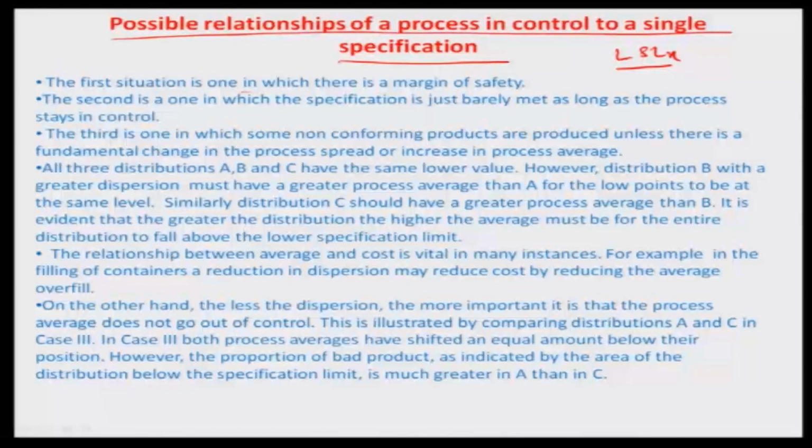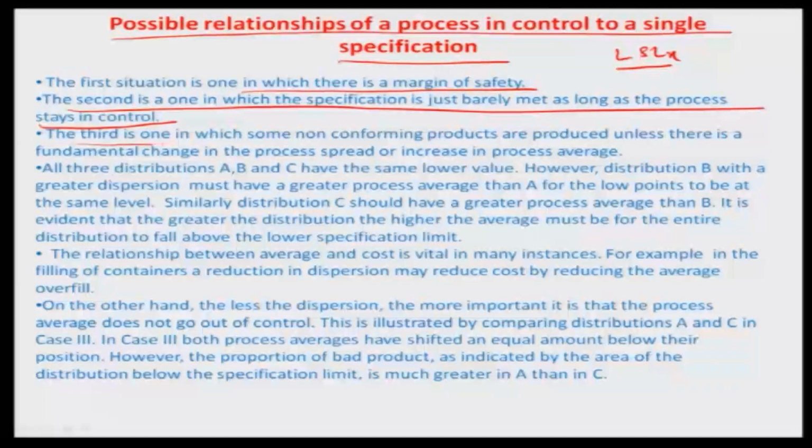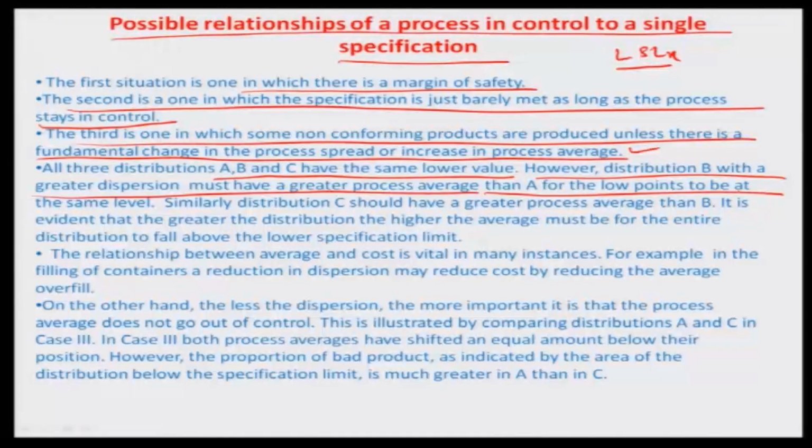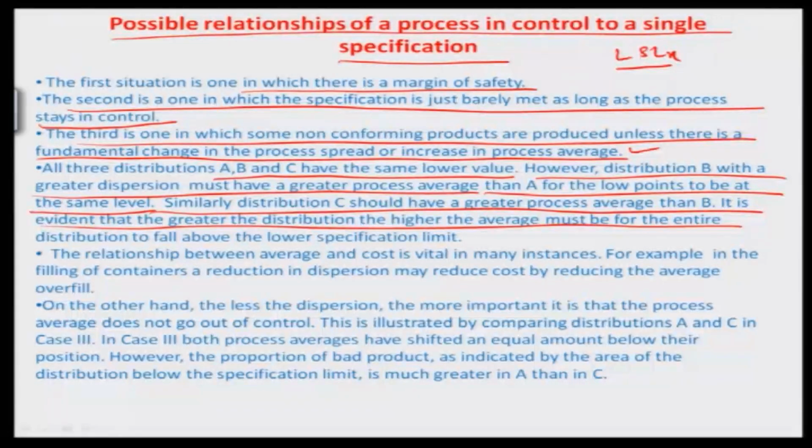So the first situation is one in which there is a margin of safety. Obviously second is one where the specification is just barely met as long as the process stays in control, and the third is one in which some non-conforming products are produced unless there is a fundamental change in the process spread or increase in the process average. So all 3 distributions A, B and C have the same lower value, however the distribution B with a greater dispersion must have a greater process average than A for the low points to be at the same level. Similarly, distribution C should have a greater process average than B, as I talked about before. So, it is evident that the greater the distribution, the higher the average must be for the entire distribution to fall above the lower specification limits.